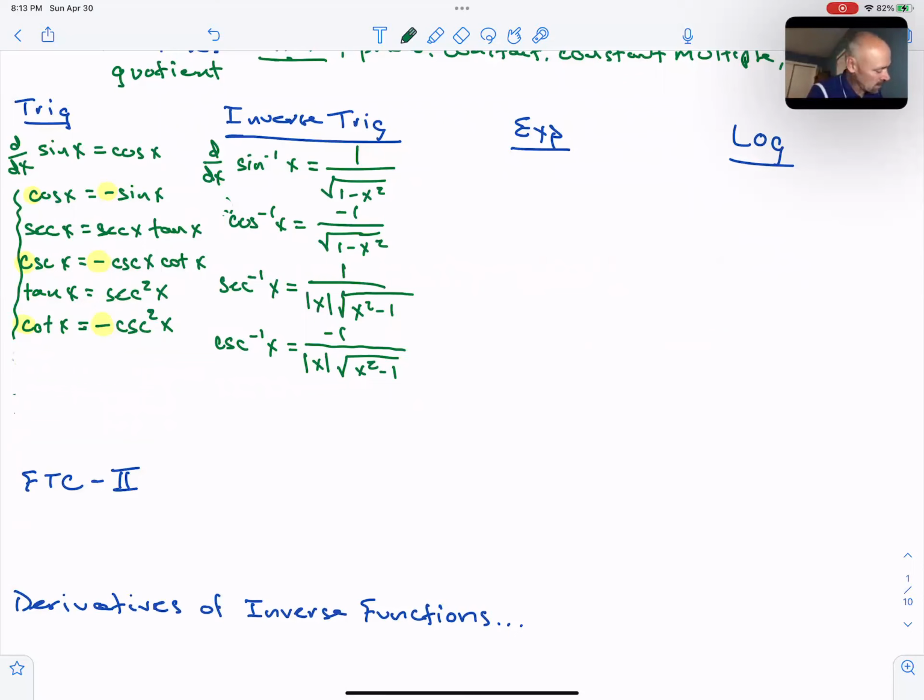Then d dx of arctan of x is 1 over 1 plus x squared. No absolute value, no radical or anything like that. And then last but not least, d dx of arc cotangent of x, just like the others, it's just going to be negative 1 over 1 plus x squared.